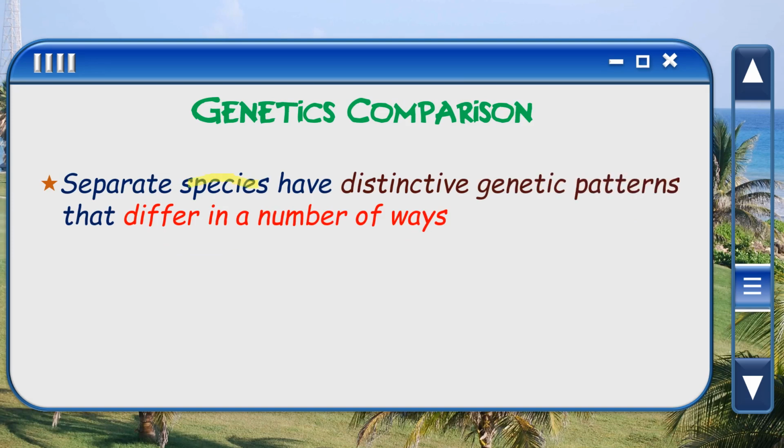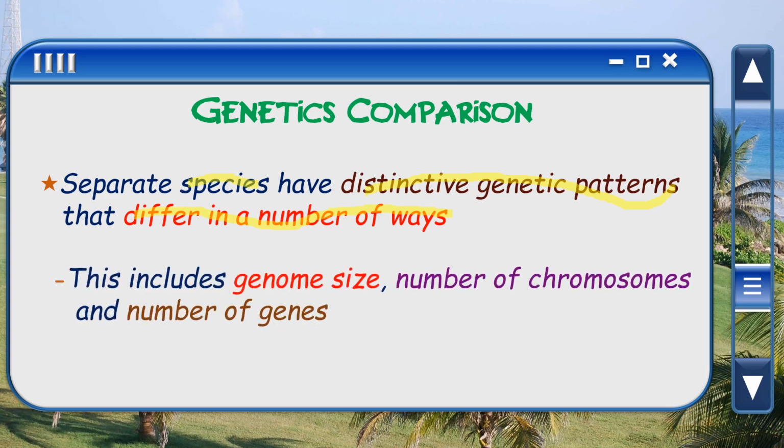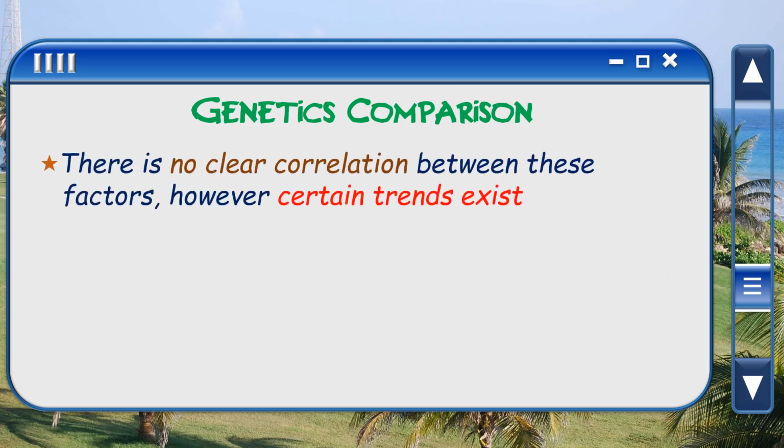Separate species have distinctive genetic patterns that differ in a number of ways. This includes the genome size, the number of chromosomes, and the number of genes. Different species may have different genome sizes, different numbers of chromosomes, and different numbers of genes. There is no clear correlation between these factors. However, certain trends do exist.